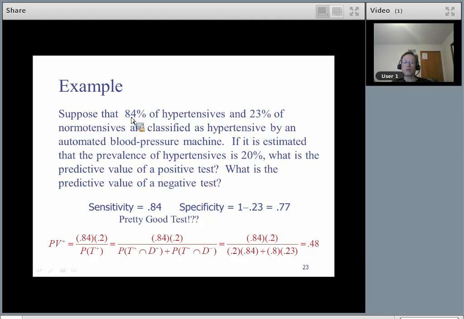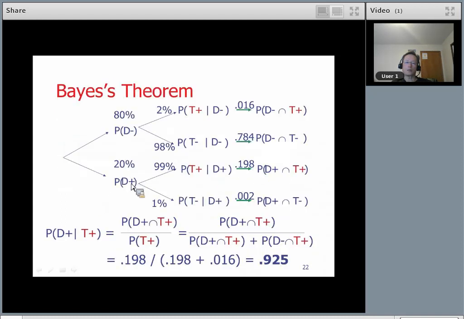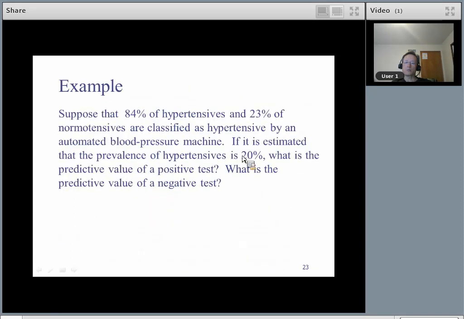So over here, we have 84% of hypertensives and 23% of normotensives that are classified as hypertensive, right? So 84% is the sensitivity, and 1 minus this is the specificity. Okay, so these two numbers help us to understand the sensitivity and specificity. It said if it is estimated that the prevalence of hypertension is 20%, what is prevalence? Right, that is this D plus. And in that question it is 20%, the same thing. What is the predictive value of a positive test?